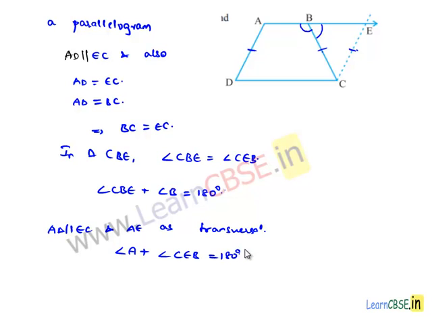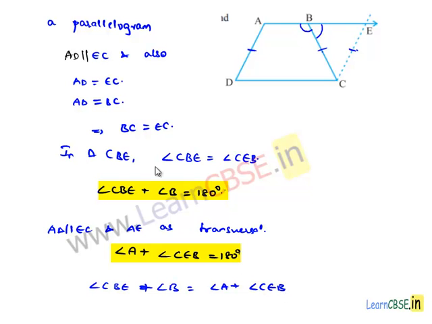Now, as these two are equal to 180 degrees, we can equate them. That is, angle CBE plus angle B is equal to angle A plus angle CEB. But we know that angle CBE is equal to angle CEB, which implies angle A is equal to angle B. This is for the first part of our proof required.